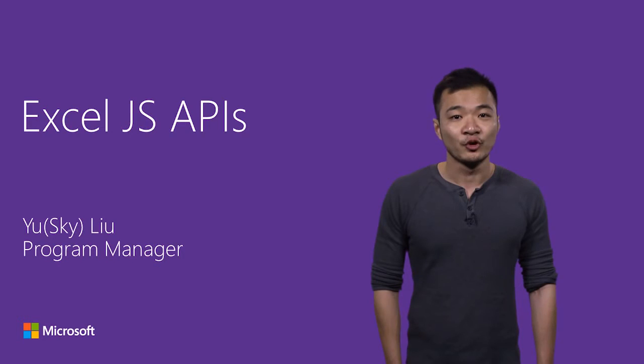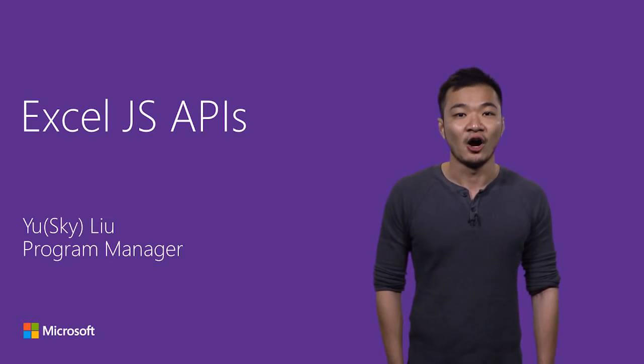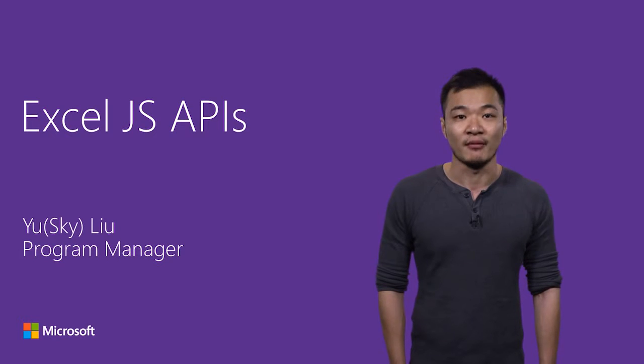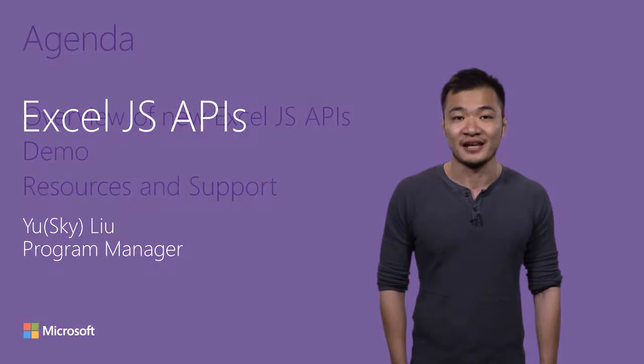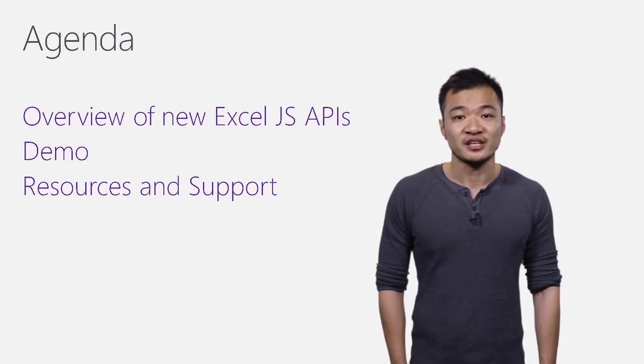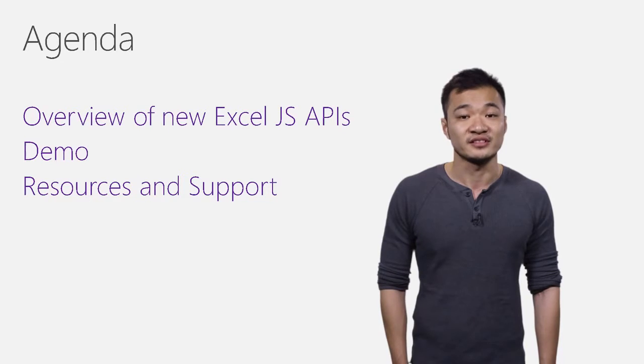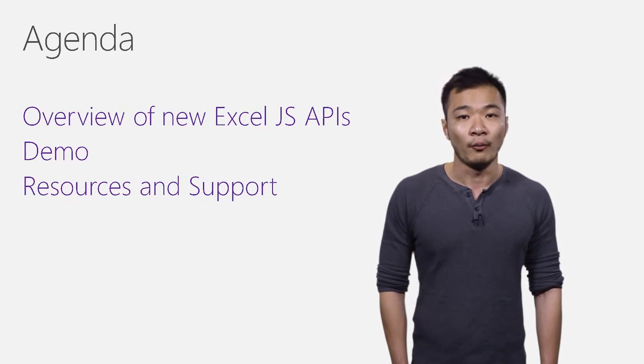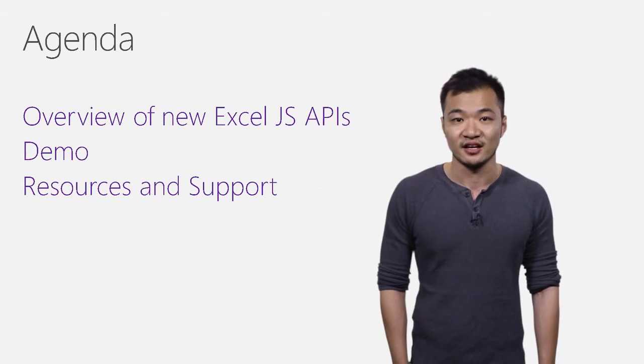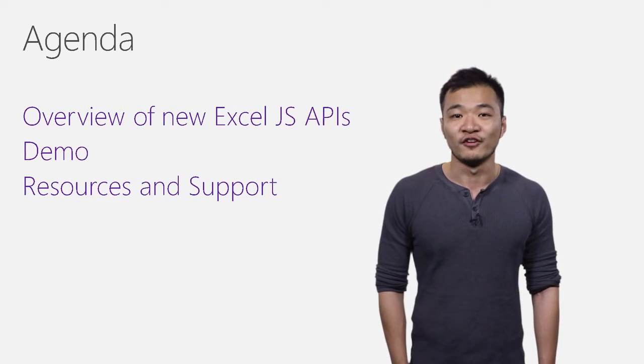In this video, I'm going to introduce you to the new JavaScript API for Excel 2016 and how you can use these APIs to build some awesome add-ins that run across platforms. I will do this by first giving you an overview of Excel JavaScript APIs, and then I will do a quick demo by building an Excel add-in using these features. To wrap it up, I will point you to all the resources and support channels we have to help you succeed. With that, let's jump into the overview of what's new in Excel JavaScript APIs.